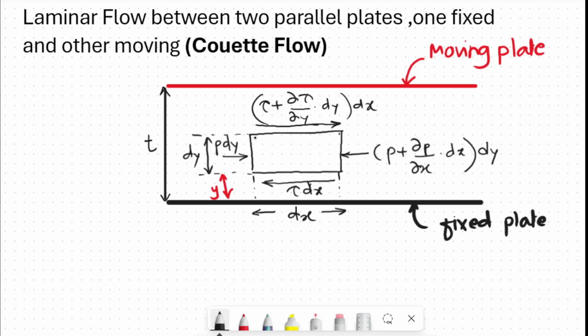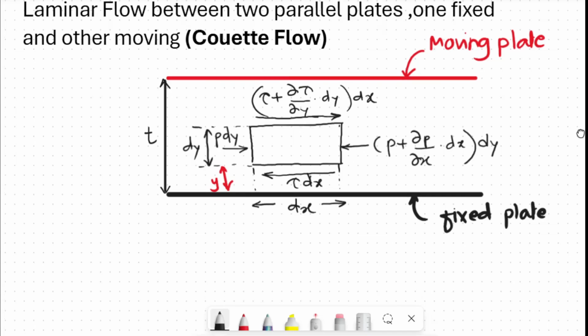Now, this is the diagram. The link for some of the theory related to laminar flow between two parallel plates which are fixed is already shared in the description of this video, so please go through it. Now I'll go to the next important step.